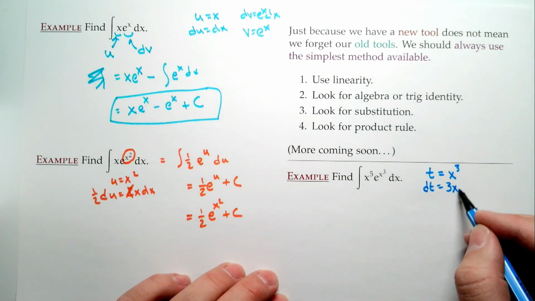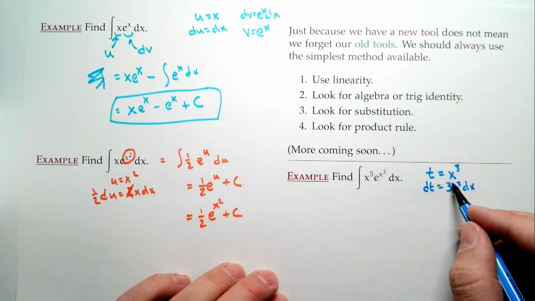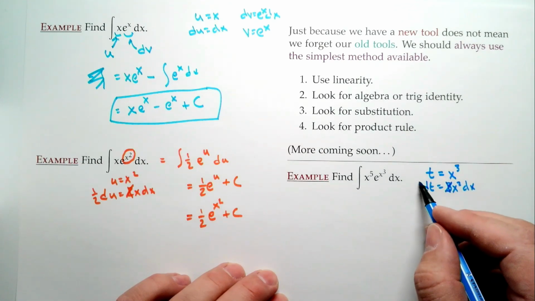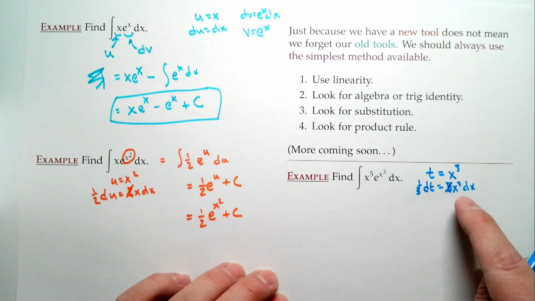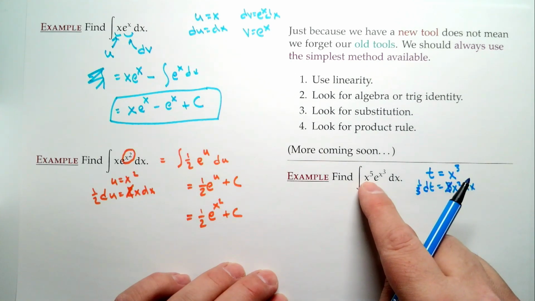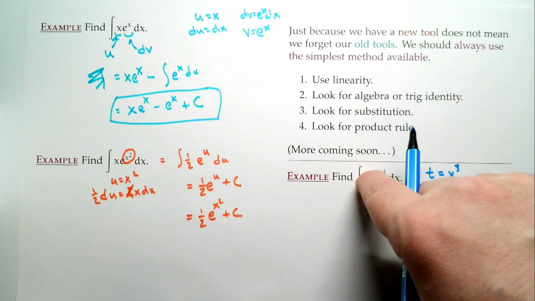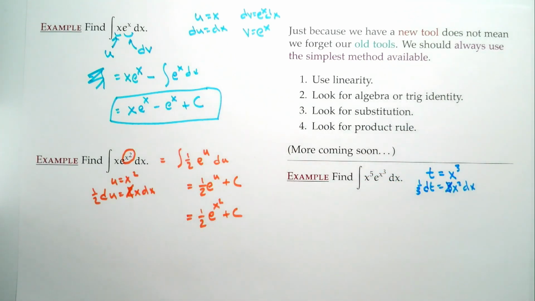3x squared, right? Yeah, and then we throw on a dx. The 3, that's a constant, that's easy to move around. I'll just move it to the other side. Now you'll notice that does not match x to the fifth. So does that mean we have a bad substitution? No. What can you do with x to the fifth? Break it up as?